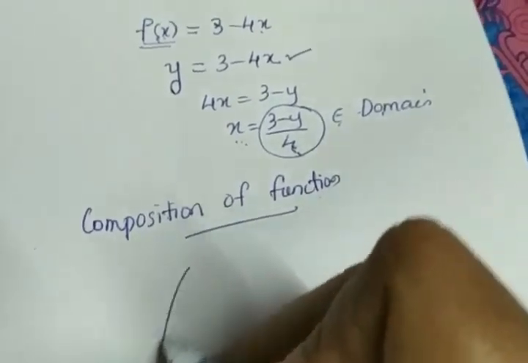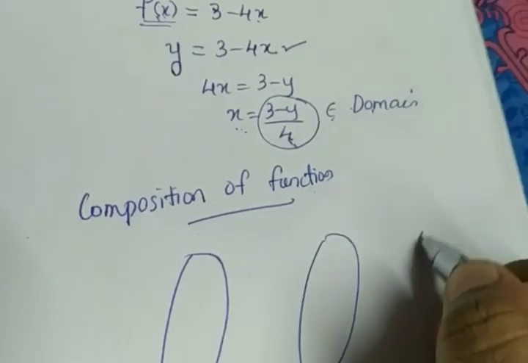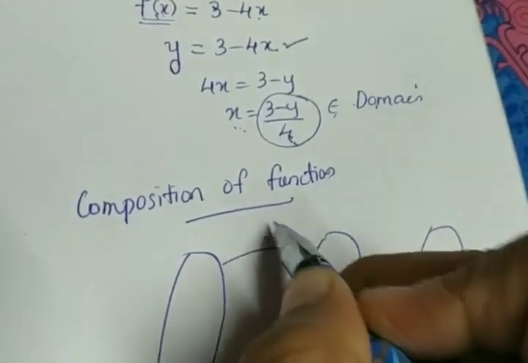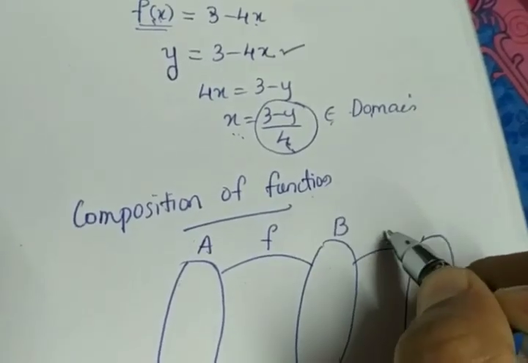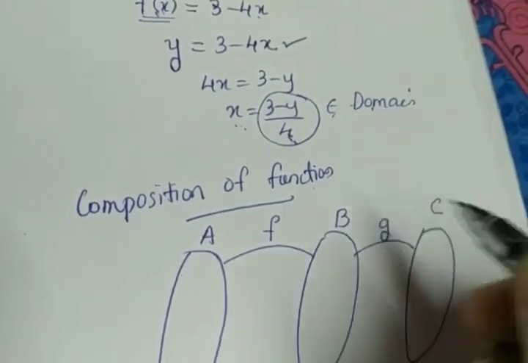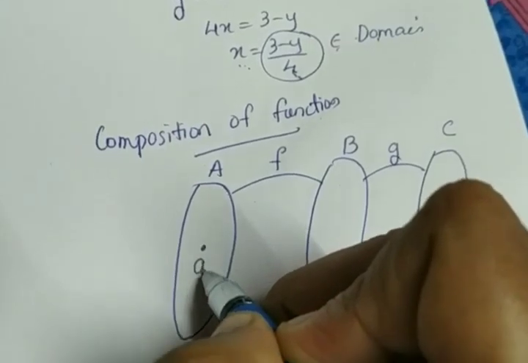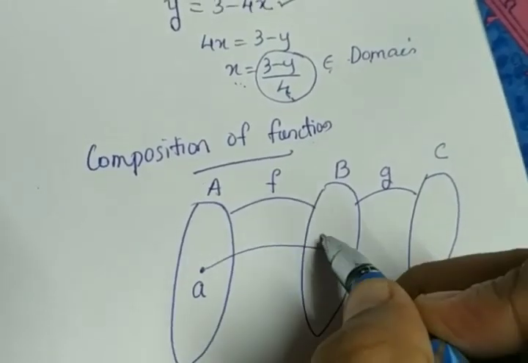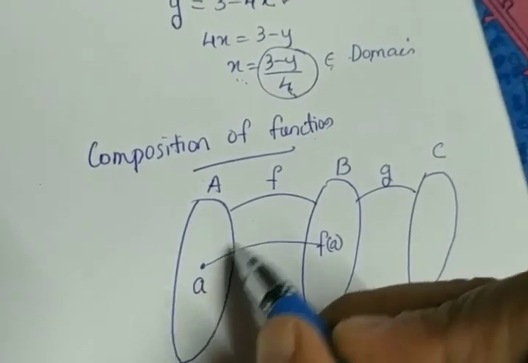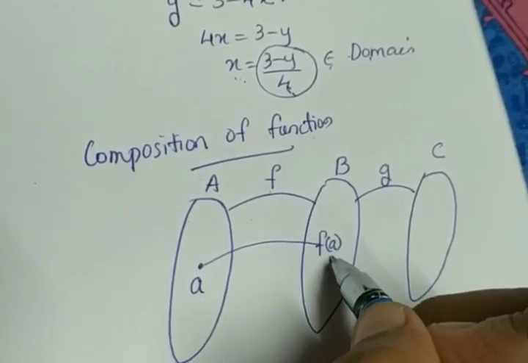So to define a composition, we need 3 sets. Let f be a function from the set A to set B, and g be a function from set B to set C. So if I am taking a, an element of the first set, the image of a under f we will write as f of a.